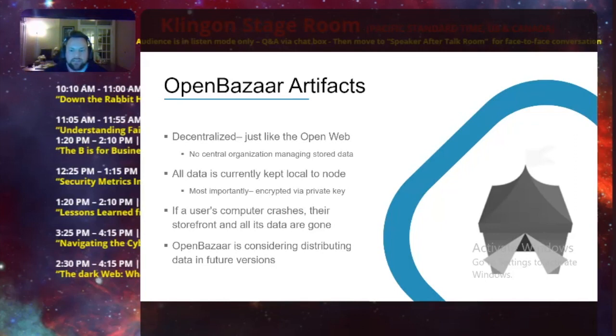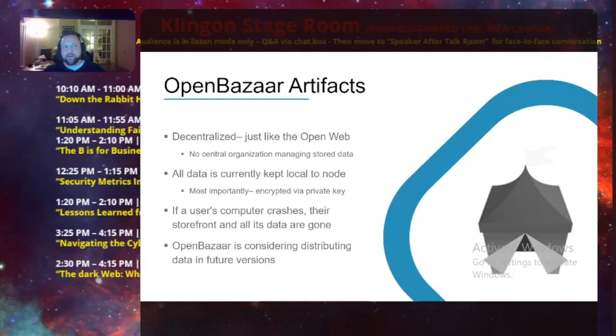So OpenBazaar is a decentralized platform, so there's no central server or organization that's managing your data on your behalf. It also means that when you use OpenBazaar, all of your data is kept on your machine running your OpenBazaar node. So the metadata is decentralized, but the content is not decentralized. If your computer crashes, gone. Yep. And then they were considering distributing that data similar to a Freenet or ZeroNet model, which we'll get into. But with the project being defunct right now, that doesn't look like it's going to happen.